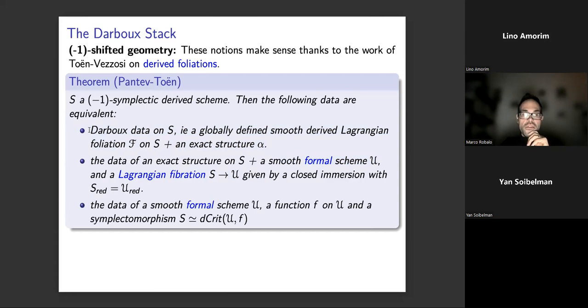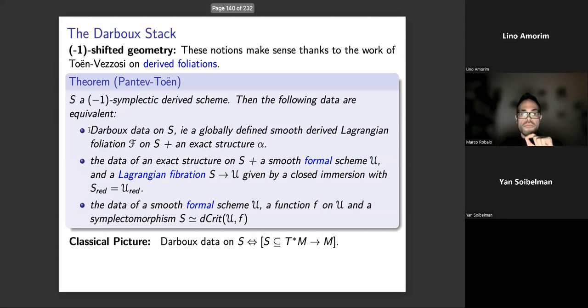And another thing that corresponds to this type of data is exactly a symplectomorphism, an identification between S and the derived critical locus of a function on a smooth formal scheme. So local models given by derived critical loci are exactly the same thing as derived Lagrangian foliations plus exact structure. So that's the upshot of this theorem.